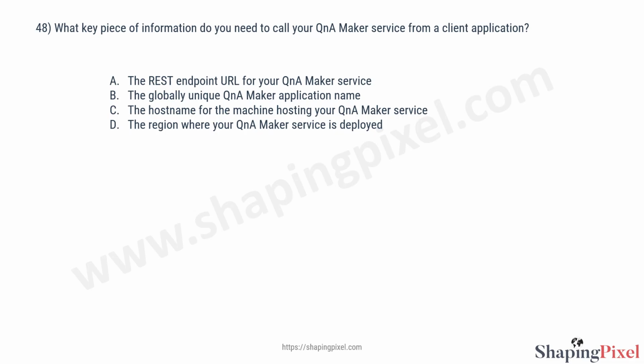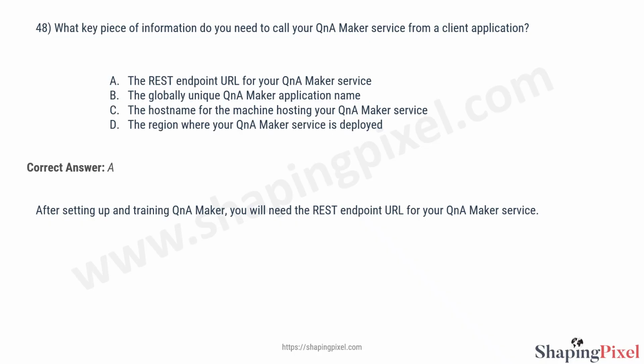Question number 48. What key piece of information do you need to call your Q&A Maker service from a client application? And we have four options. Option A, the REST endpoint URL for your Q&A Maker service. Option B, the globally unique Q&A Maker application name. Option C, the host name of the machine hosting your Q&A Maker service. And option D, the region where your Q&A Maker service is deployed. So the right answer here is option A, the REST endpoint URL for your Q&A Maker service. After setting up and training Q&A Maker, you will need the REST endpoint URL for your Q&A Maker service.